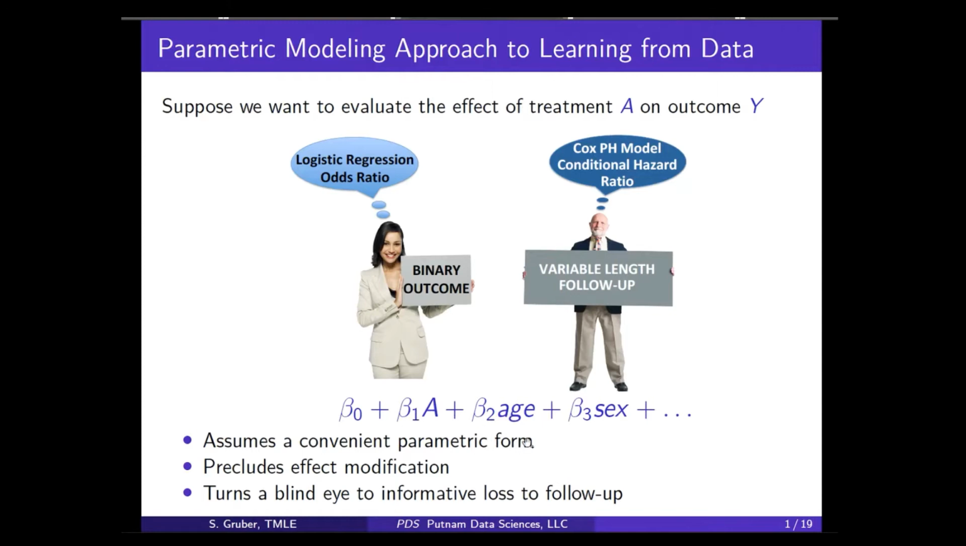So this approach assumes a convenient parametric form that precludes effect modification. And it also, in the case of this Cox model, turns a blind eye to informative loss to follow up. I guess in the case of the logistic regression model as well, because in logistic regression, you would be stuck doing a complete case analysis.